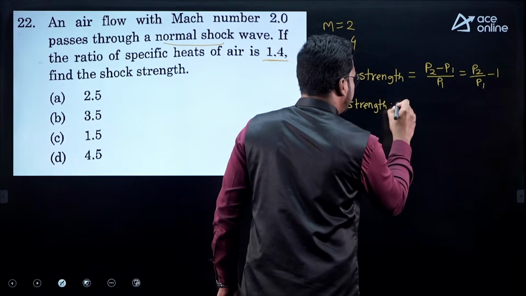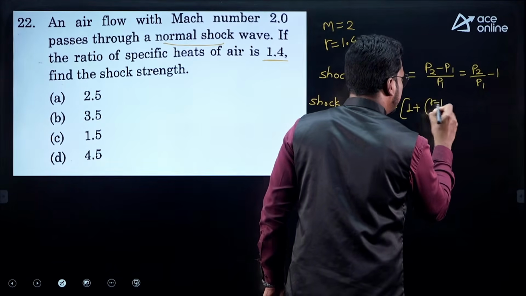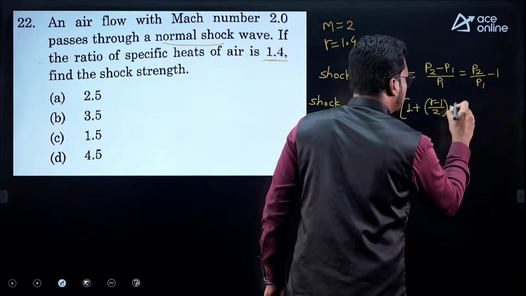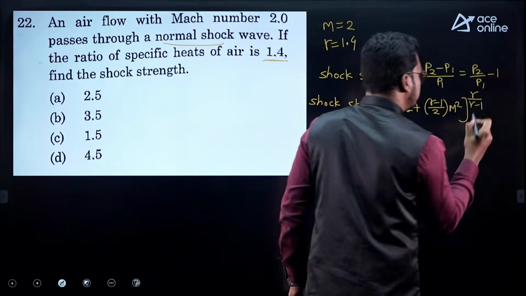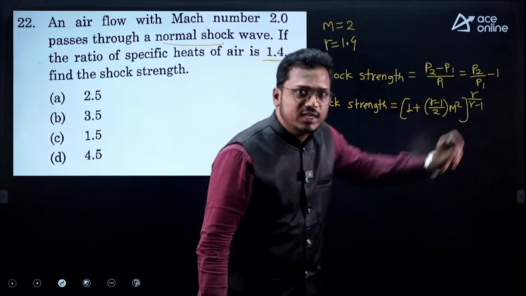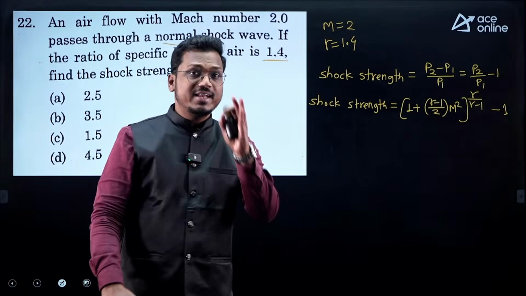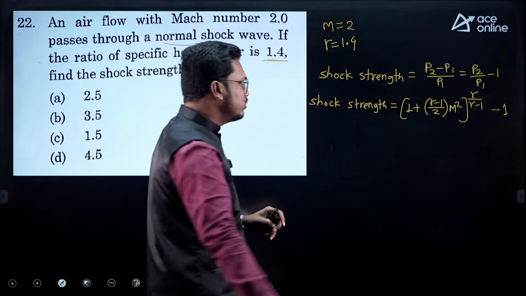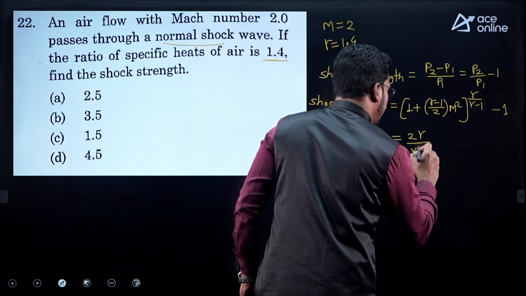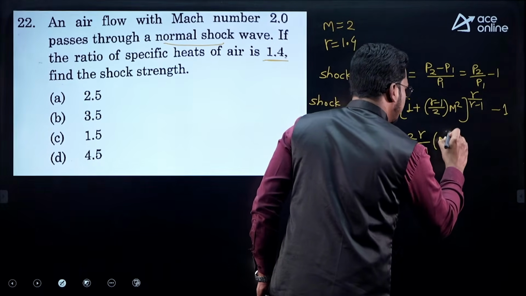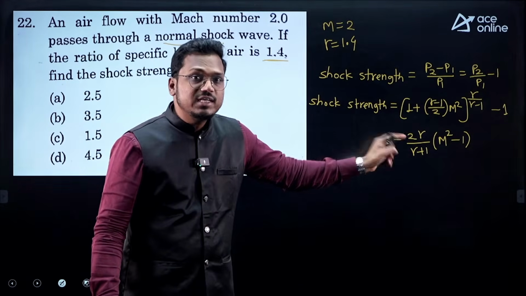See, what is P2 by P1? It is 1 plus gamma minus 1 divided by 2 Mach number square, power gamma divided by gamma minus 1. This was the formula. But there is minus 1 also. And if you simplify this equation in your notebook, you will find this shock strength becomes 2 gamma divided by gamma plus 1 into Mach number square minus 1. This formula will give the answer easily.